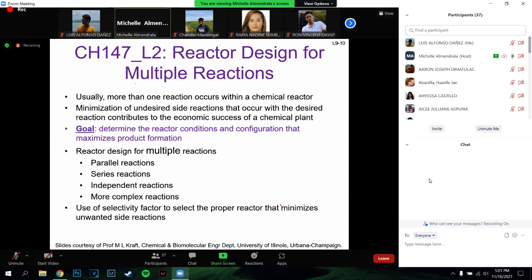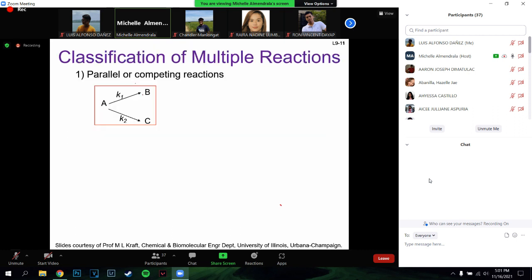Okay. Now let me go over the summary of the rate equations and also the reactor design for multiple reactions that could be parallel and series. And then we could discuss more complex reactions. So classification, again, you're familiar with the parallel or competing reaction. Usually k1 represents the direction of the desired product, and then k2 the undesired product.